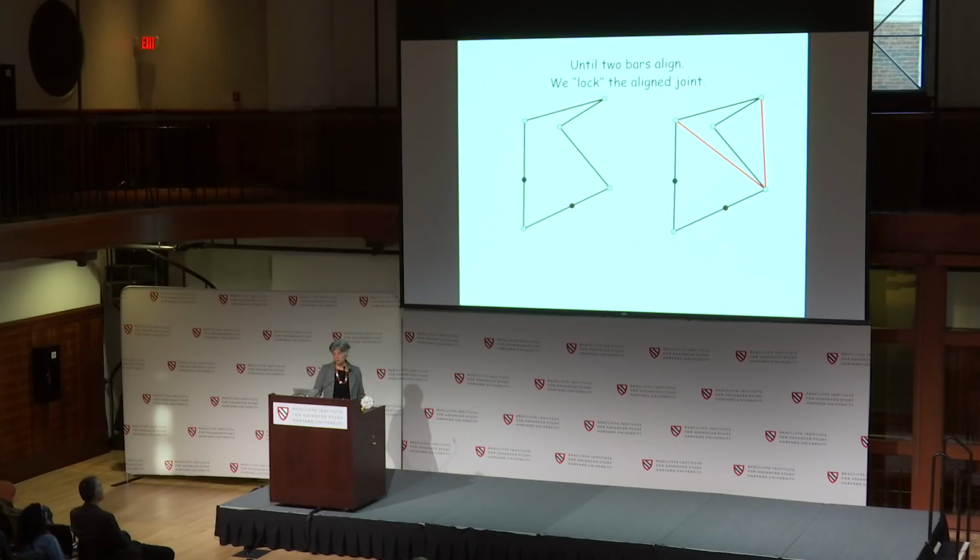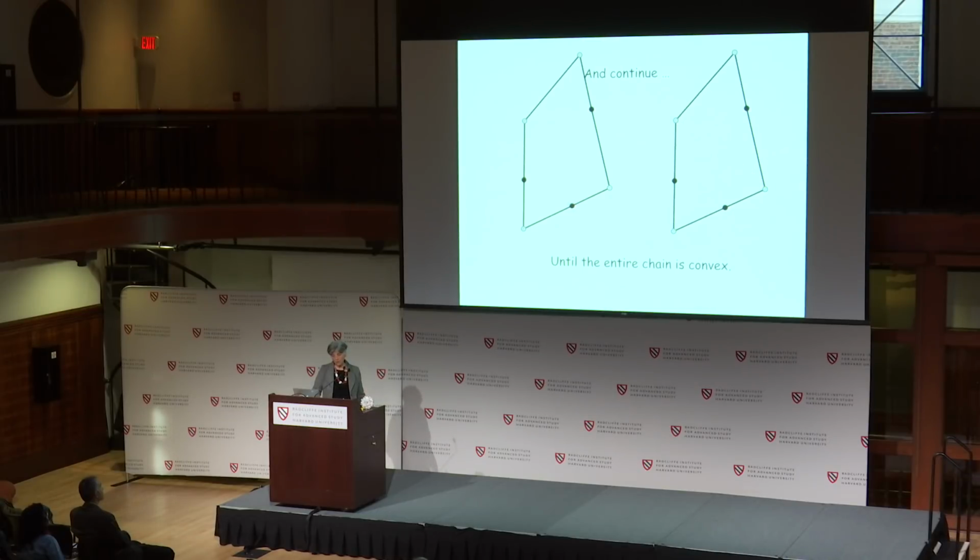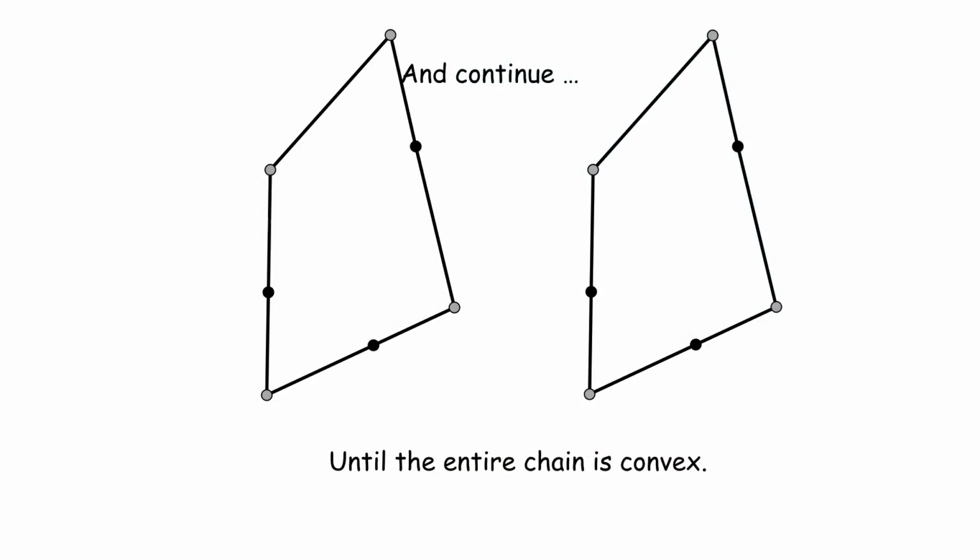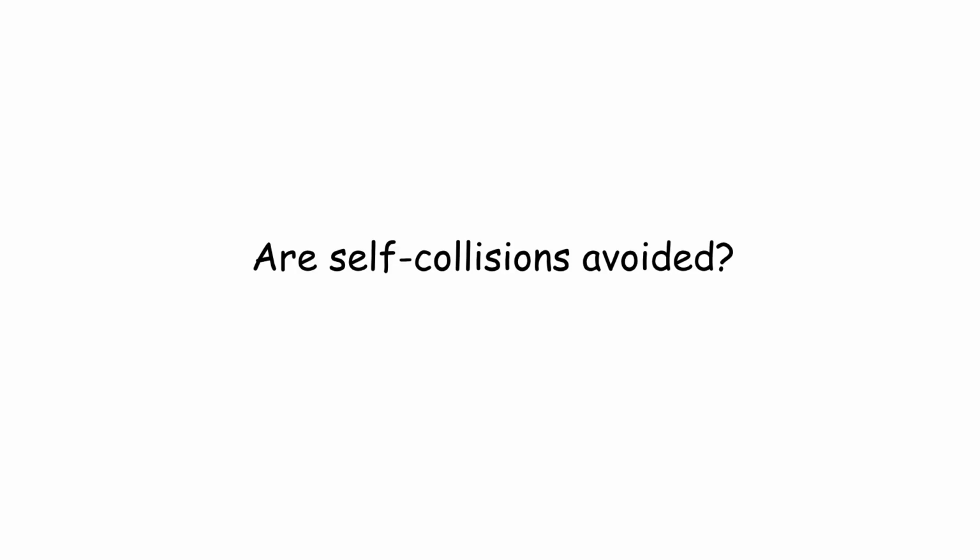Yeah, until two bars align, we join, lock, and continue. So, in order to explain, until the whole polygon, the whole chain, is convex. In order to explain what is going on, first of all, what do you think: with this kind of motions, are we actually avoiding collisions?